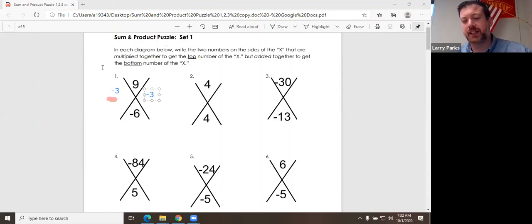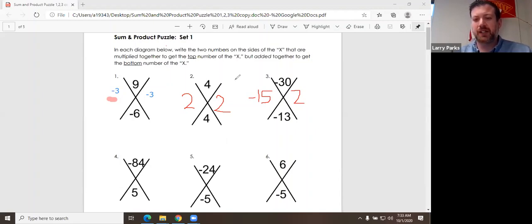So when I'm doing this, and this is very simple, just regular numbers, what multiplies to 9? -3 times -3, but adds to -6. -3 plus -3 is -6. So here, what multiplies to 4 and adds to 4 would be 2 and 2. 2 times 2 is 4. 2 plus 2 is 4. Here, what multiplies to -30 but adds to -13? That'd be -15 and 2. -15 times 2, -30. -15 plus 2, -13. So factoring is really easy if you understand your multiplication tables. If you don't, feel free to use a calculator.